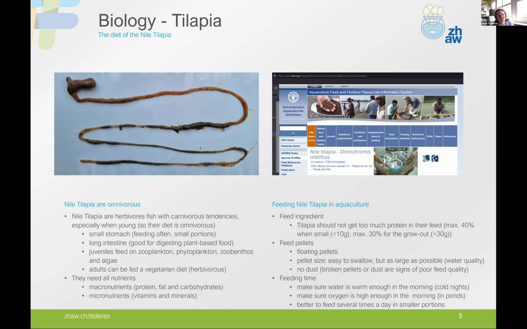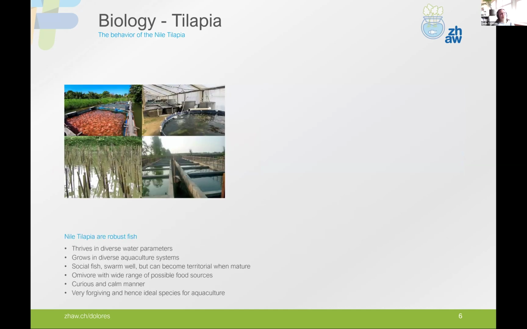Having them in ponds and aquaculture systems is rather easy because they are very robust. They thrive in so many different water parameters. They grow in different aquaculture systems, from ponds to cages to tanks to flow through. And because they are rather curious and of calm manner, they are easy to train. They will adapt to you. They are not scared so easily as other fish. If you walk by or walk above them, they are very forgiving and hence a very ideal species for aquaculture.